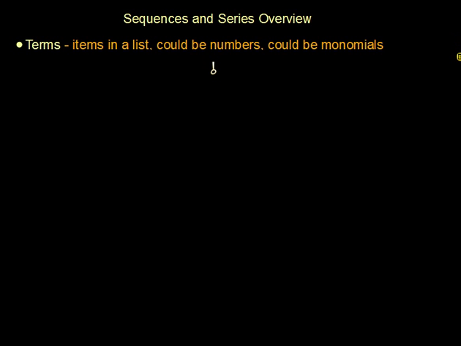Before we get started with actually working with sequence and series, let's quickly go through some of the common vocabulary words and phrases. So the first thing we'll take a look at is this word terms. We've seen it before, and usually it means when things are added together we call them terms. Here in sequences and series, any items that are in a list are called terms, and they could be numbers or they could be monomials. If you don't remember what monomials are, you should probably go back and look that up.